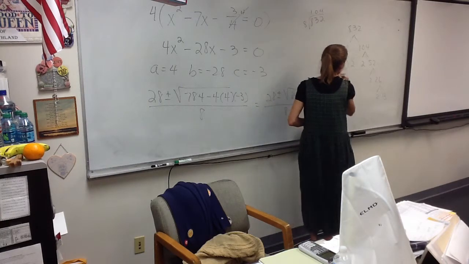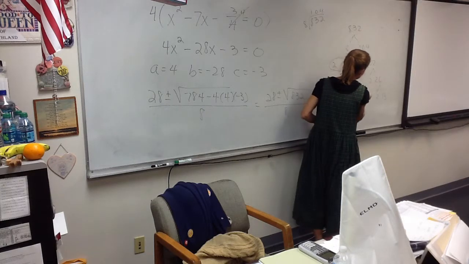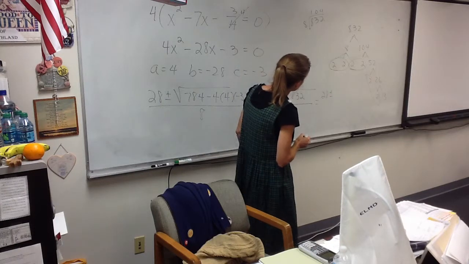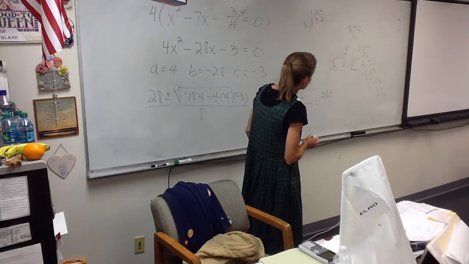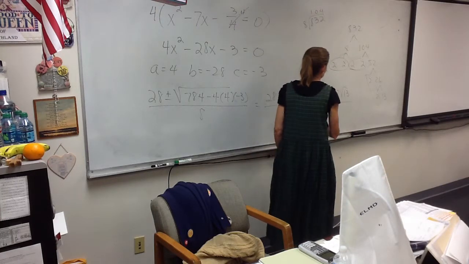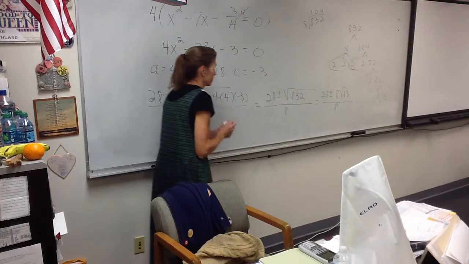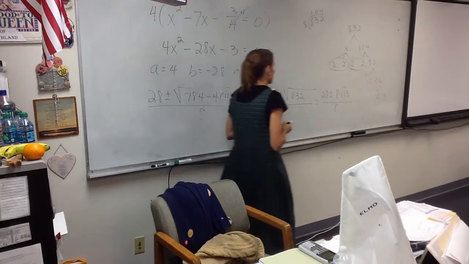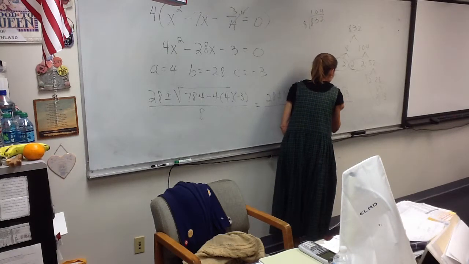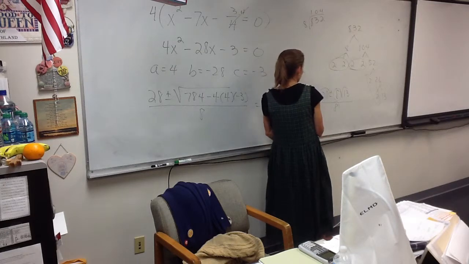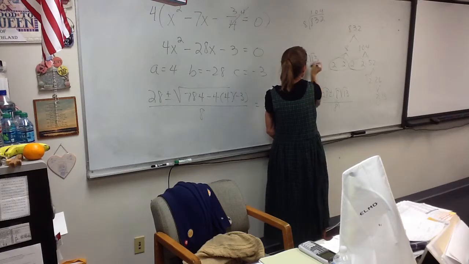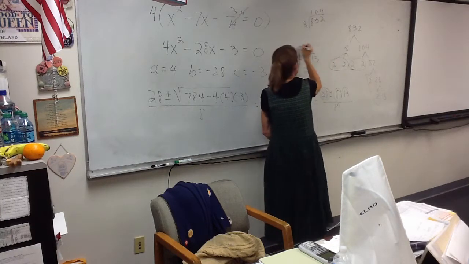So I've got 2 2s, 2 2s, 2 2s, 8 root 13 over 8. Divide by 4. Exactly. Be careful. Don't just cancel out these 8s. You have to look at your triangle here. And all I can take out is a 4. So I'll have 7 plus or minus 2 root 13 over 2. There are your answers, kids.